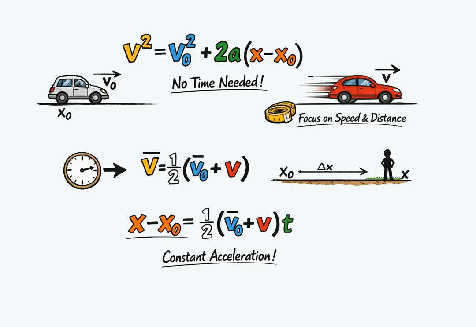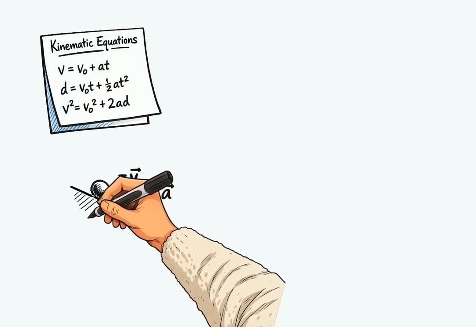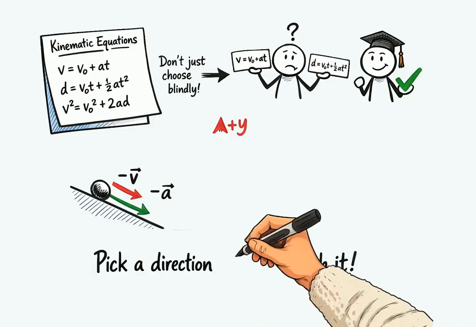Over the interval, v bar equals 1/2 times (v naught plus v). So multiplying by time yields x minus x sub 0 equals 1/2 times the quantity (v plus v sub 0) times t. This is reliable precisely because acceleration is constant. If acceleration varies, averaging endpoints may fail badly. It's tempting at this point to treat kinematics as a menu of equations. The more durable skill is choosing efficiently and managing signs.